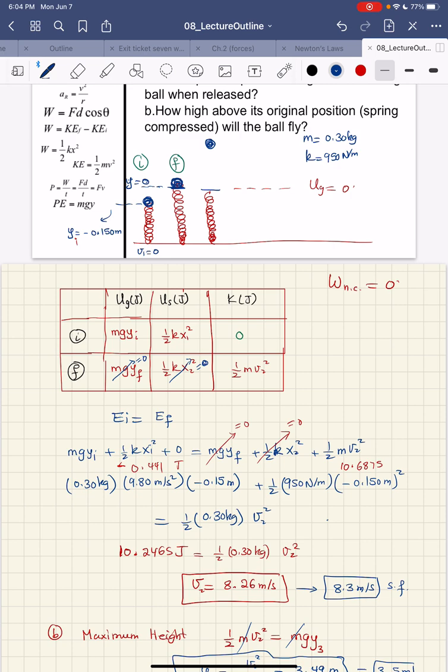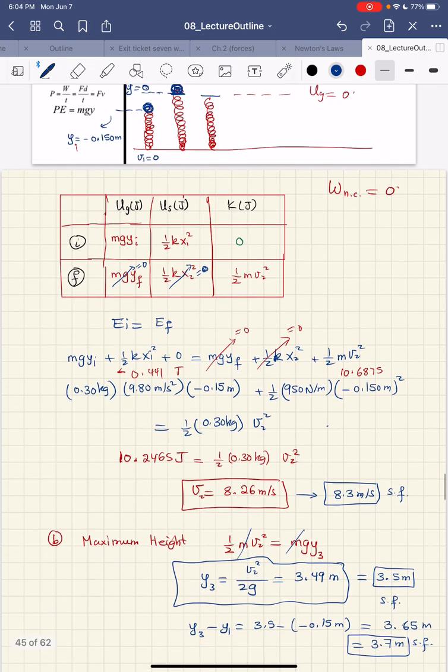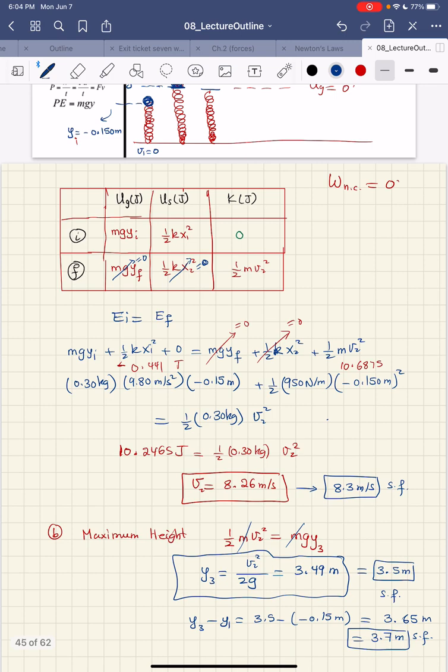Then I will say mgyi plus 1/2 kxi squared, or x1 squared, should equal my mgy plus 1/2 mv2 squared. And then I can finally find my velocity as 8.26. Of course, for the sake of significant figures, I will change it into 8.3.